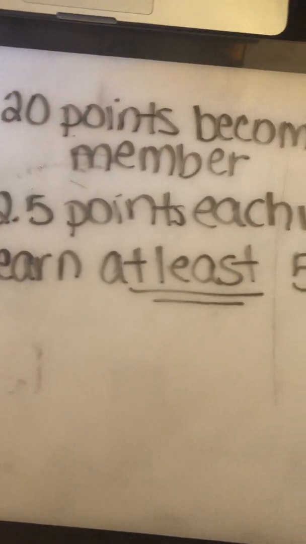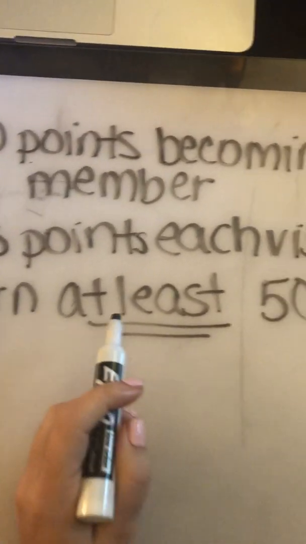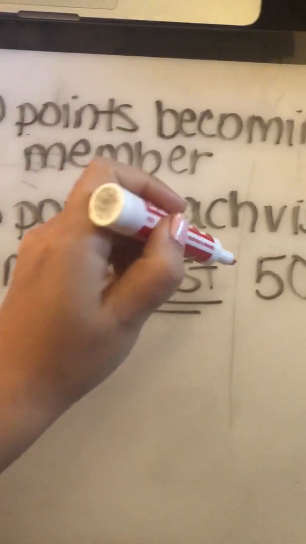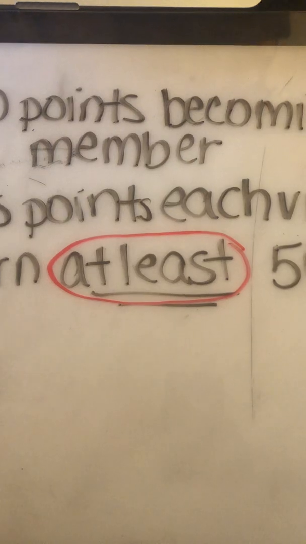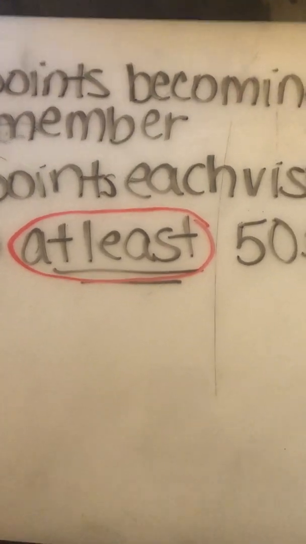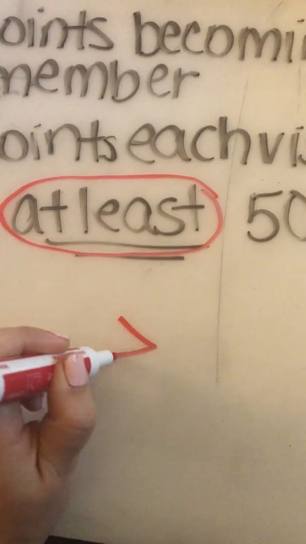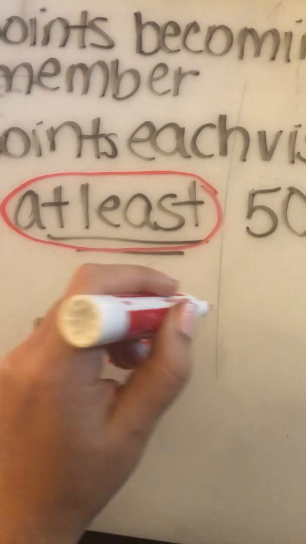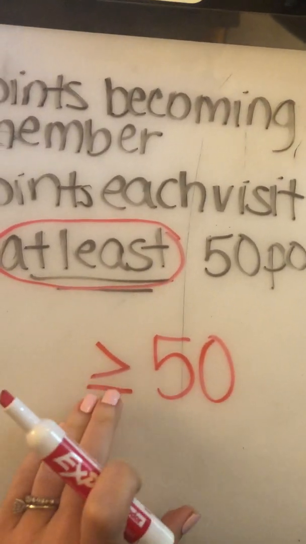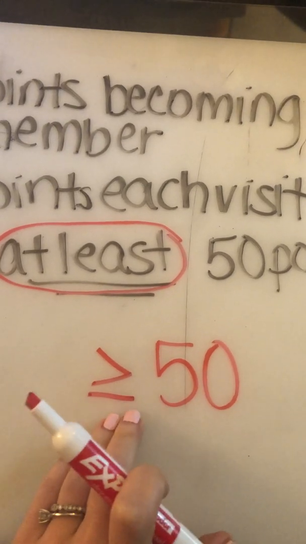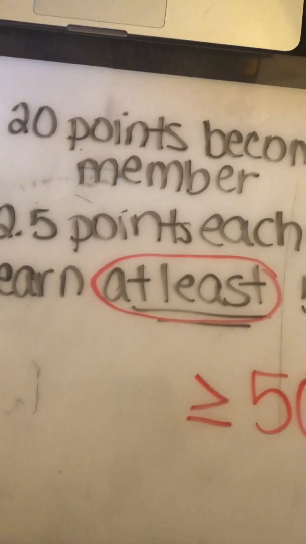So let's look for our keywords. You need to earn at least. At least is a word that sticks out to me. We went over this. At least indicates the inequality sign greater than or equal to. So I know that my inequality for this is going to be greater than or equal to 50. Okay? Because I need 50 points or more to get that free game card.